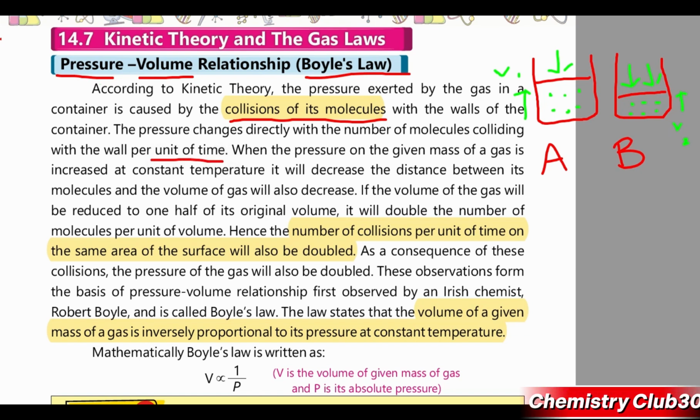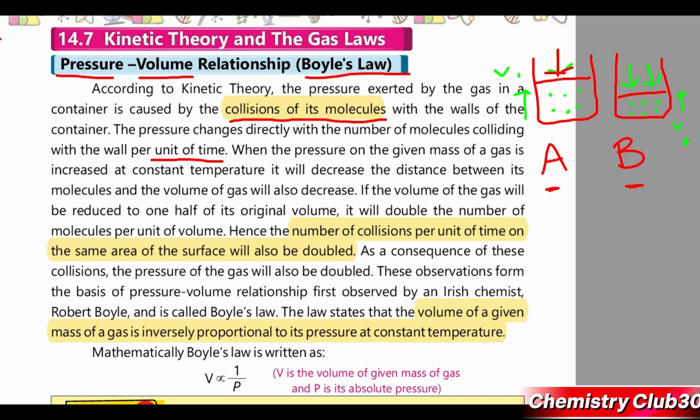So in this image you can see two containers, one is A and second is B. In A, volume is V1 and you can see molecules that are represented by green circles, and there is a pressure on this vessel, and pressure is exerted due to collision of these molecules with the walls of the container.